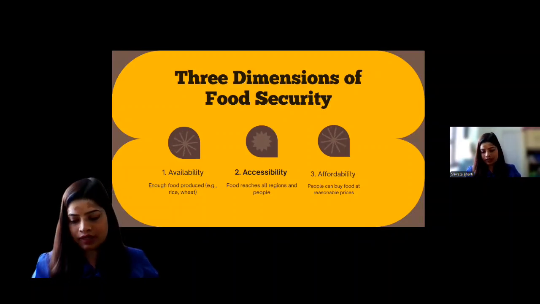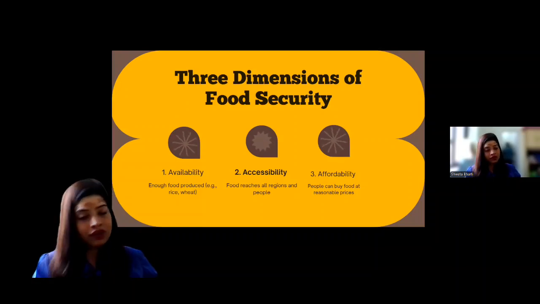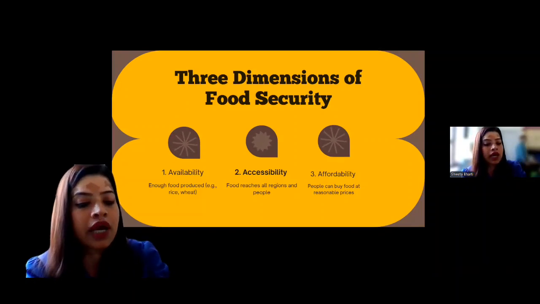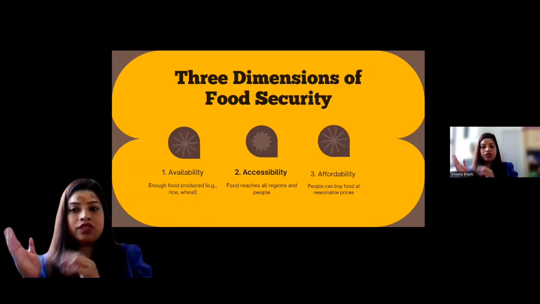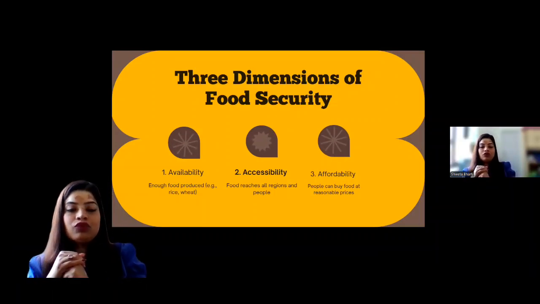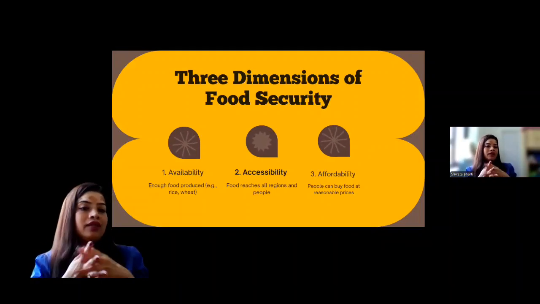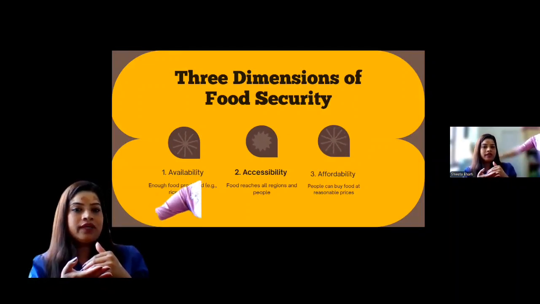Then we had the green revolution, where food production was increased many times, and that is when we achieved food security, right? So food was produced in enough quantity. Now the basic food grains are rice and wheat, right?